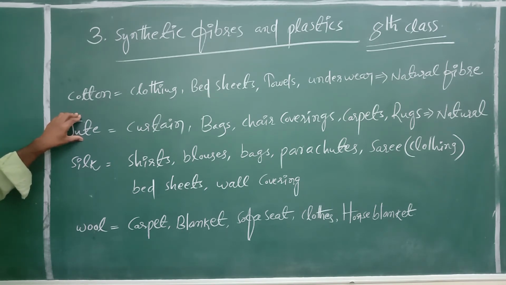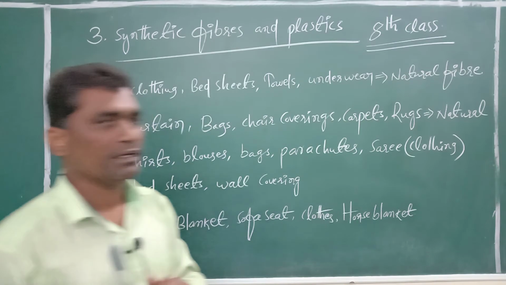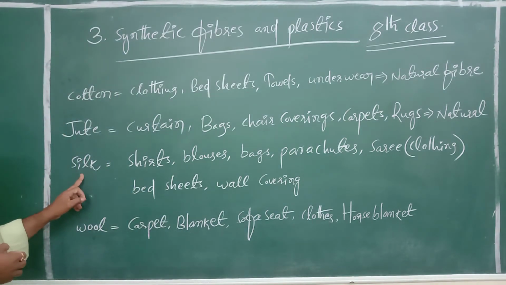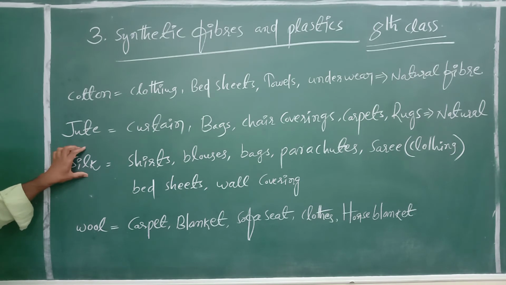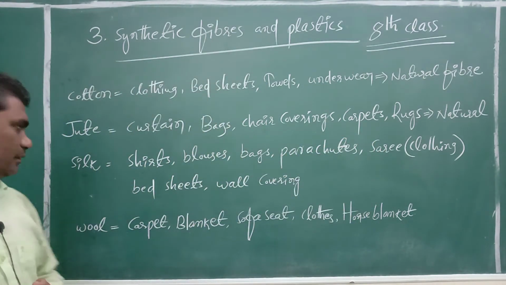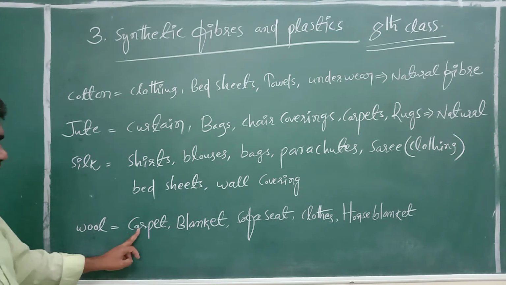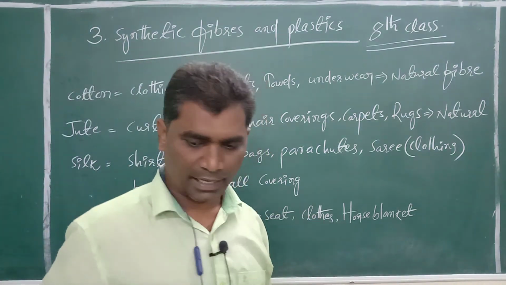We obtain this jute fiber from the jute plant. From this jute fiber, big jute threads are made. From the jute threads, curtains, bags, chair coverings, carpets, rugs are made. Okay, it is a natural one. Next one, silk. Silk fiber is obtained from silkworms, and from the silk fiber, silk cloth is made. From the silk cloth, shirts, blouses, bags, parachutes, saree, bed sheets, wall coverings are made. Next one, woolen fibers. From woolen fibers, woolen cloths are made. From that, carpet, blanket, sofa seat cloth, horse blanket, all these.